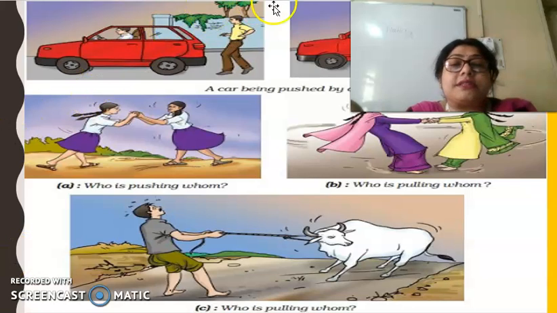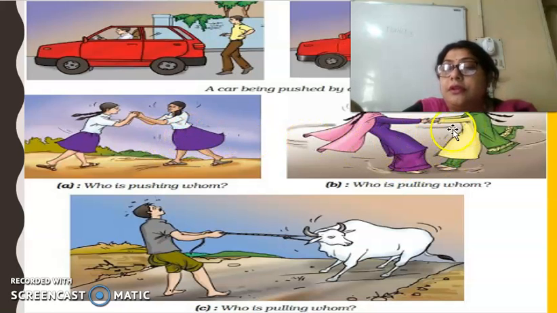So here you can see some examples which I have taken from the book. The first one you can see is a car which is being pushed by a man. Then in the second one you see two girls playing, pushing each other. And here they are pulling each other.